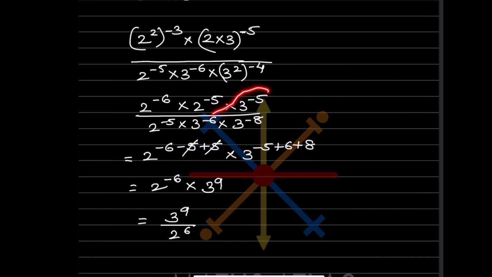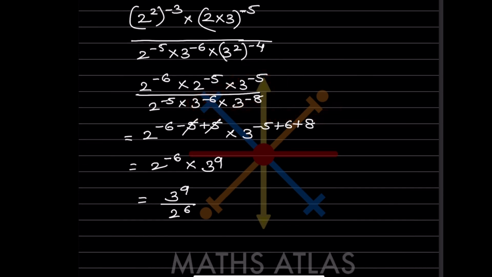So now let us take 3 together. Minus 5 is as it is. Now this is division, minus of minus 6 is going to be plus 6. Minus of minus 8 is going to be plus 8. So now this minus 5 plus 5 gets cancelled. So what remains is just 2 raised to minus 6 multiplication.